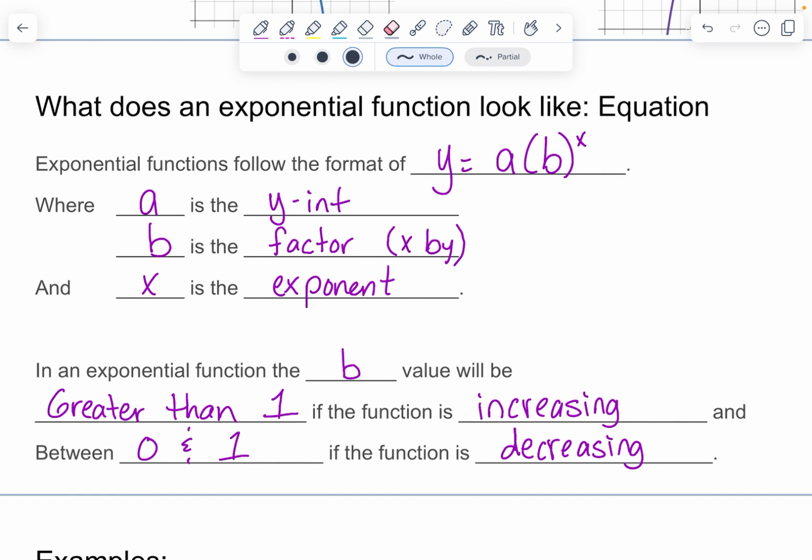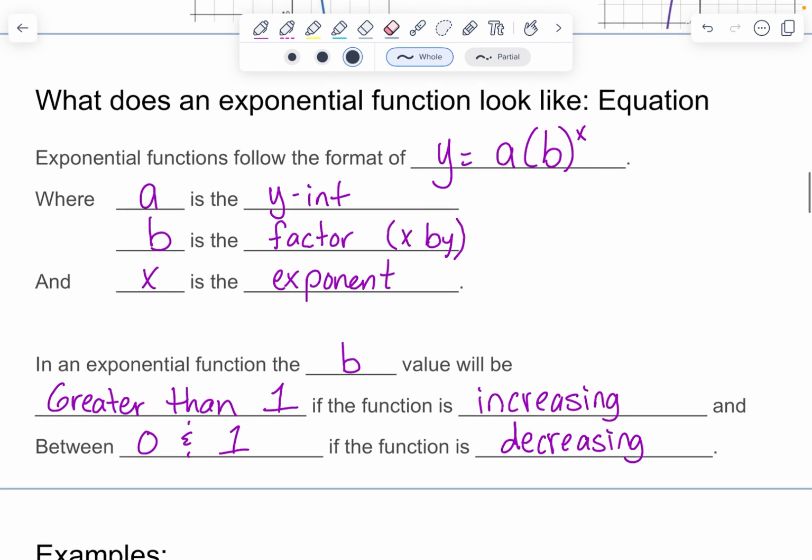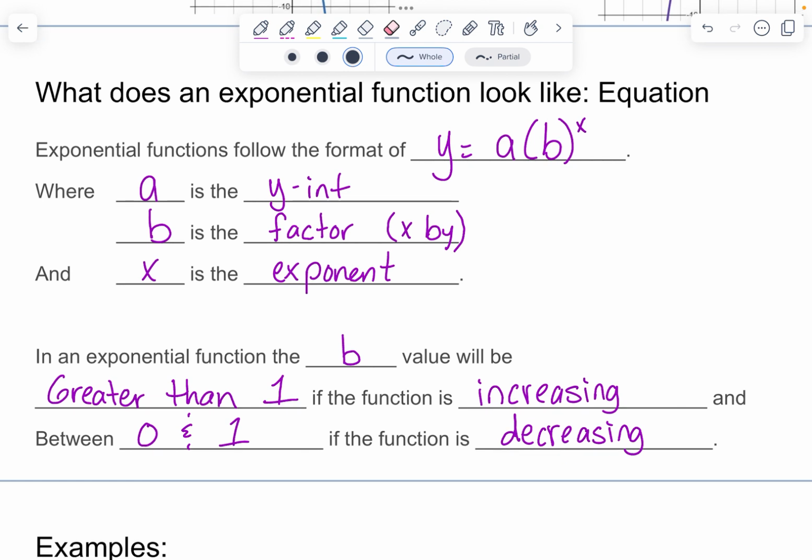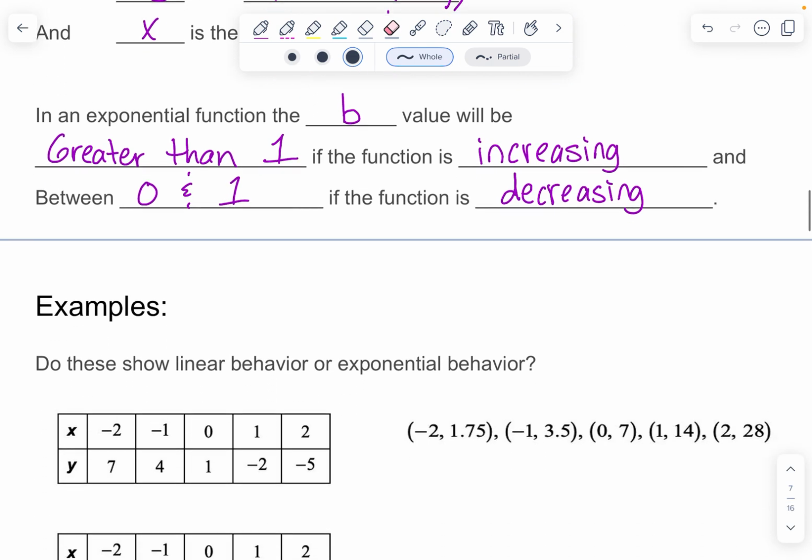When we get into exponential growth and decay, that will make more sense because you'll be seeing that a little bit more. But just know that that b value is what determines whether it's increasing or decreasing. The a value is just where it starts.